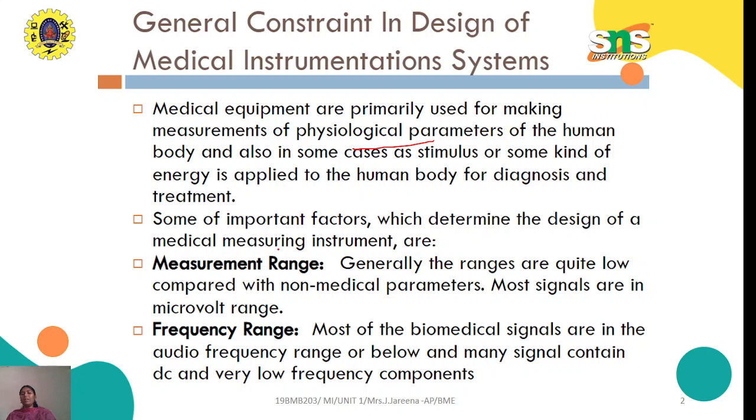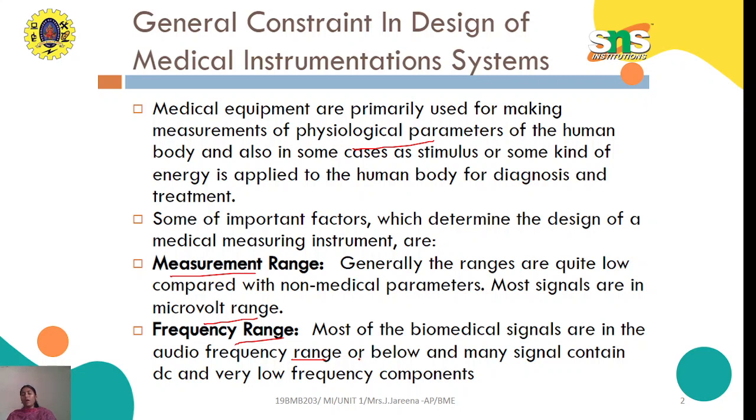Okay, so when we are dealing with these types of physiological signals, we have to consider so many factors and think about so many aspects. If you consider the measurement range of these particular physiological signals, it is very low when compared to other non-medical parameters. Mostly it is found in the microvolt range. And if you take the frequency range of some biomedical signals, it is again found in the audio frequency range or below. So again we need certain components to process this signal so that it can be taken to the next level. So these are some limitations.